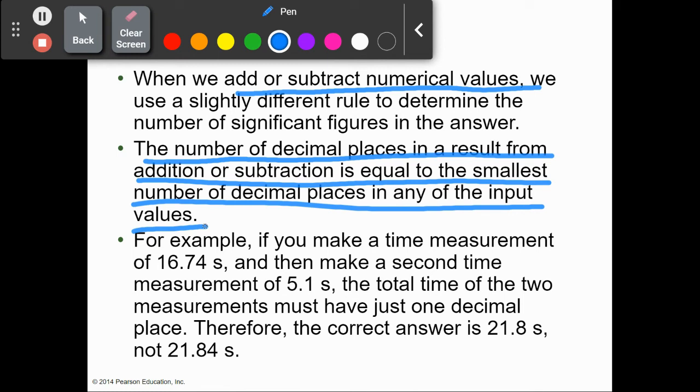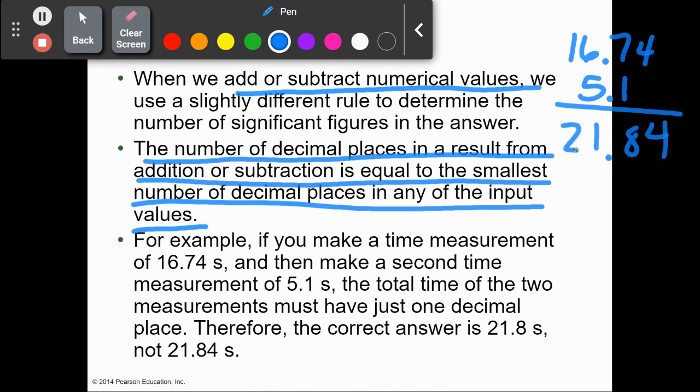So here's an example. We're going to take 16.74. We're going to take 5.1. We're going to add those two together. So when we add those two together, we get 21.84. But I didn't measure that out to the second decimal place. That's too precise. My answer has to be rounded so that it only has one decimal place. So my correct answer would be 21.8. Okay?